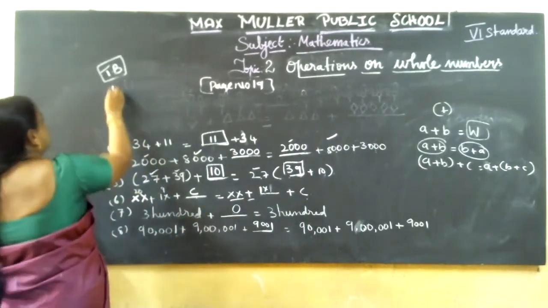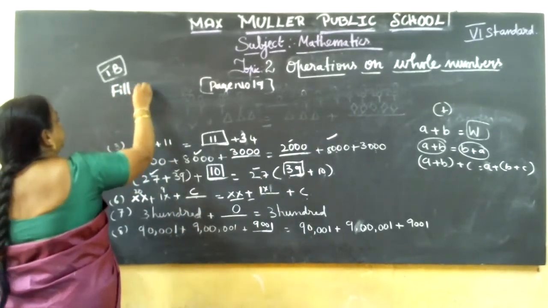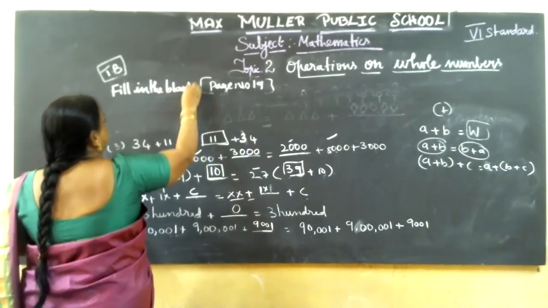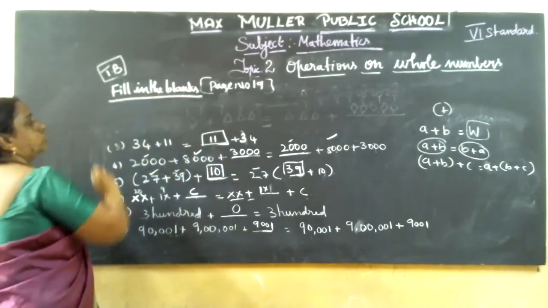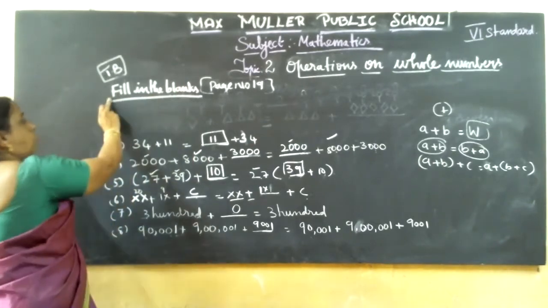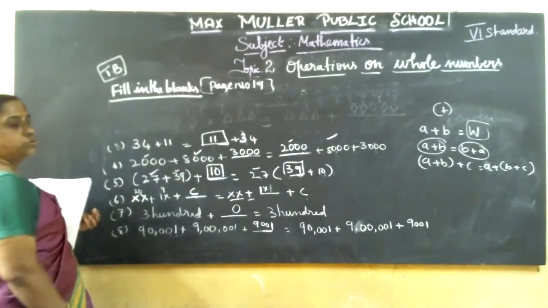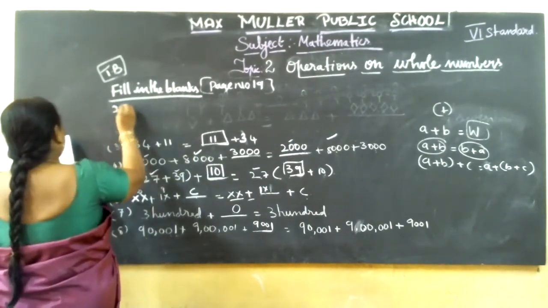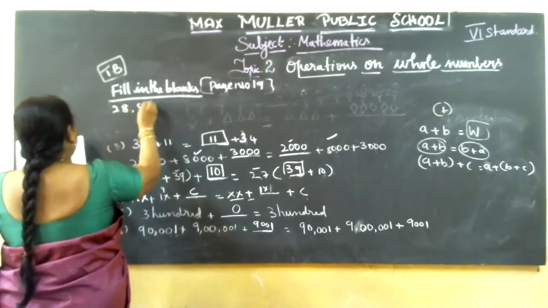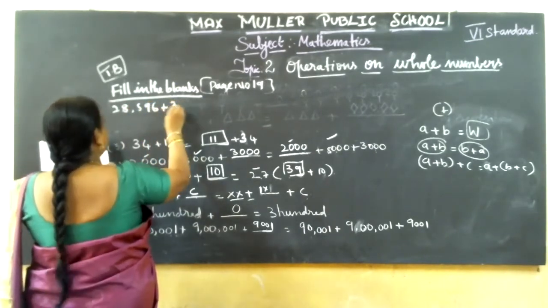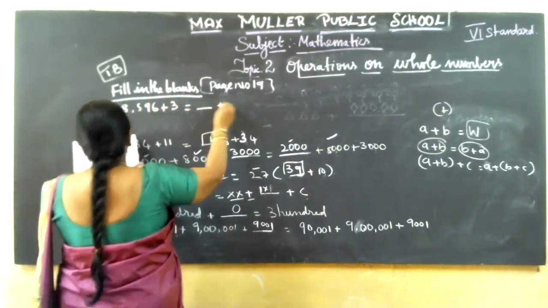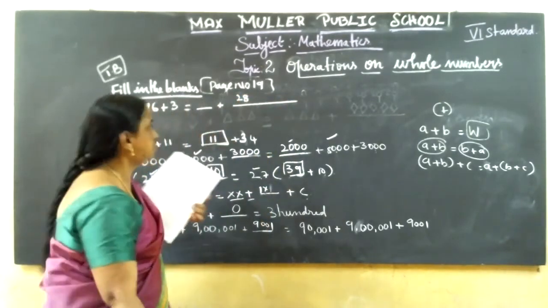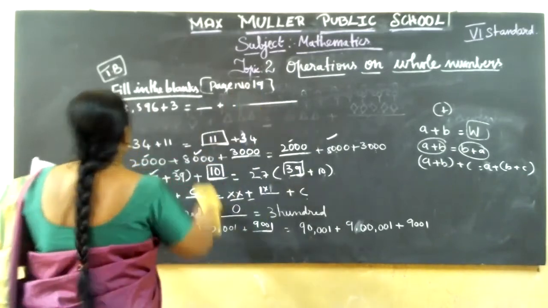So fill in the blanks. Textbook work, don't write in classwork. You will get the classwork PDF. This you copy in rough note. Afterwards, as soon as you get your textbook, you can complete this. 28,596 plus 3 is equal to dash plus 28. No, answer you should get. Afterwards, I'll explain how to write this.